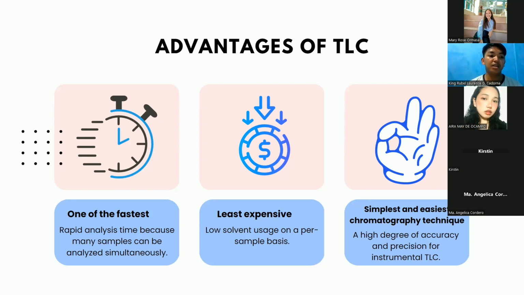In this technique, fewer types of equipment are used. All components under UV light are achievable to visualize. Non-volatile compounds can be separated by this method. Microliter quantities of sample can also be separated in thin layer chromatography. Next.